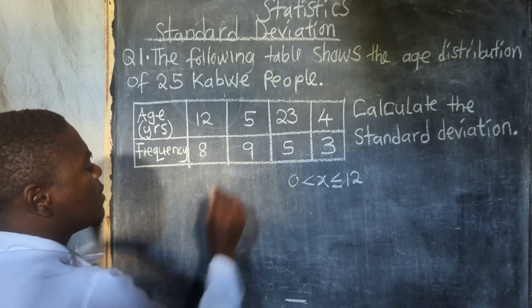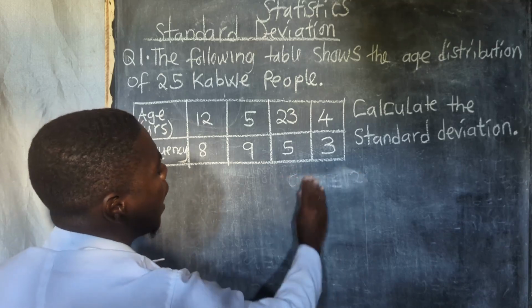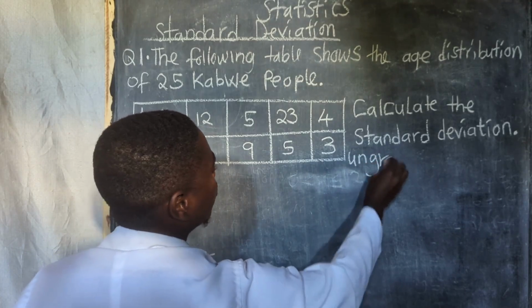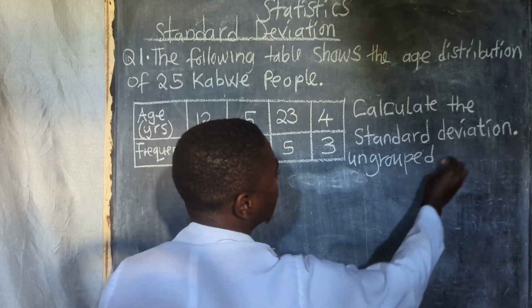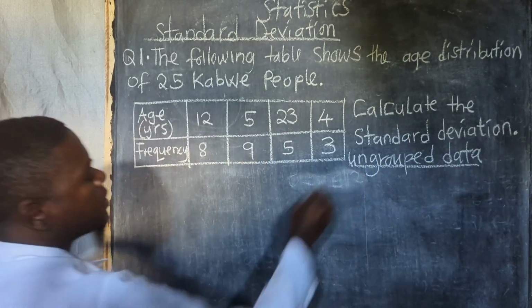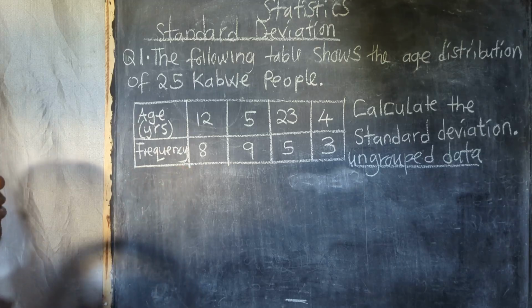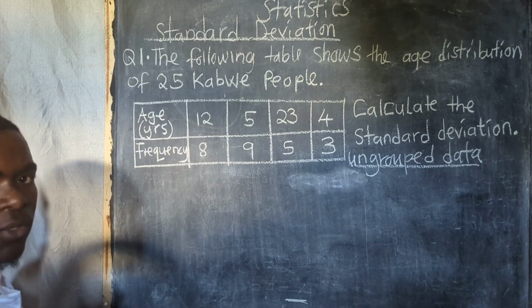Meaning that this data that you are dealing with is called ungrouped data. Any data that will be like this, just know that you are talking about ungrouped data. So this question is falling under ungrouped data. So I want to show you how you get to calculate the standard deviation of ungrouped data.